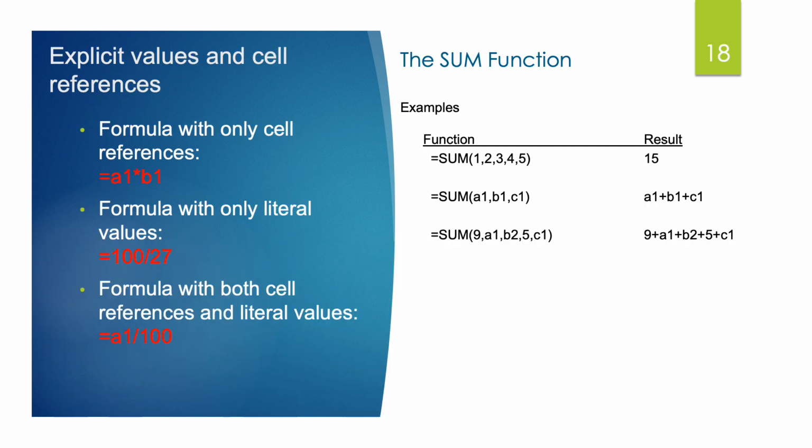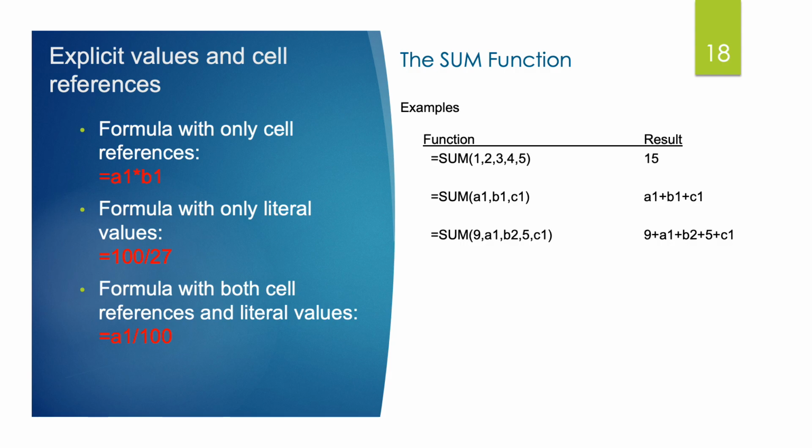Explicit values and cell references. We can have a formula with only cell references because we have the values inside the cell. For example, we have A1 times B1, meaning that whatever value at column A, row 1, is multiplied with whatever value at column B, row 1.